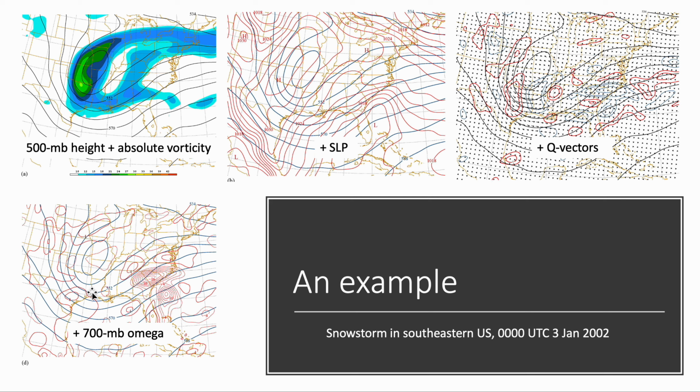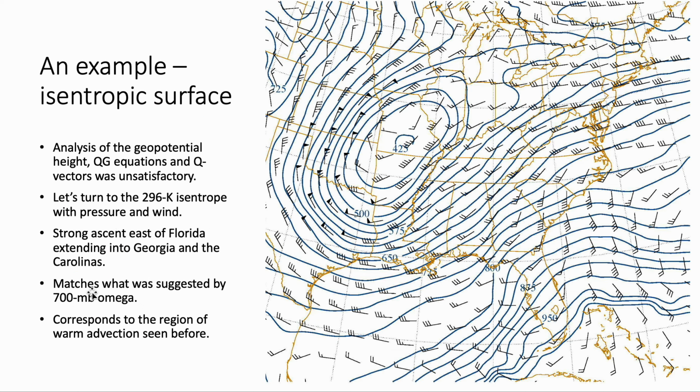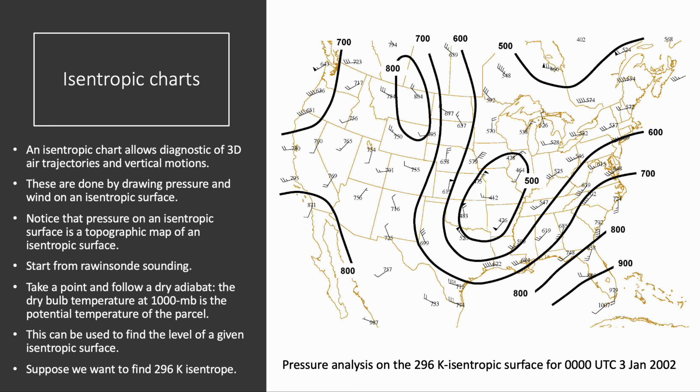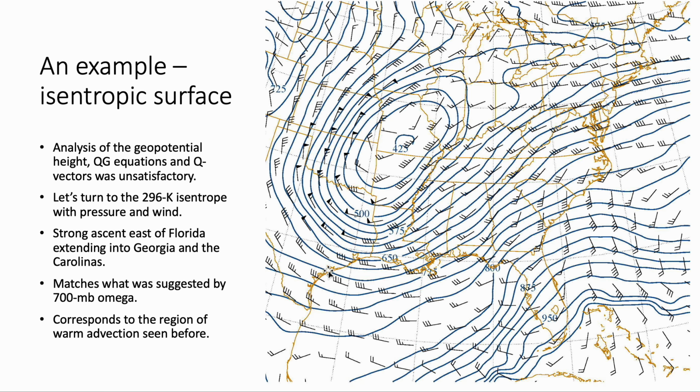And we could now turn to the isentropic analysis. And if you do that, this is showing, again, we're focusing on the 296 Kelvin isentropic surface. And this is a surface that lives pretty low in the atmosphere. And so it can be useful sometimes to figure out what is going on. And this is similar to what I showed before, the one that we saw early on over here, okay?